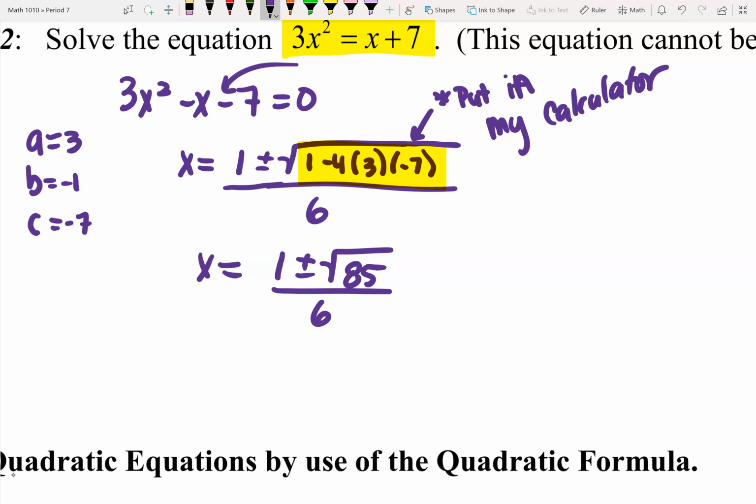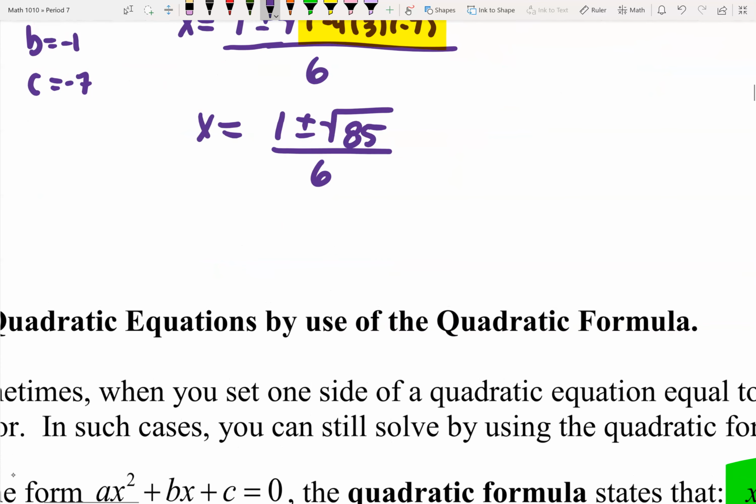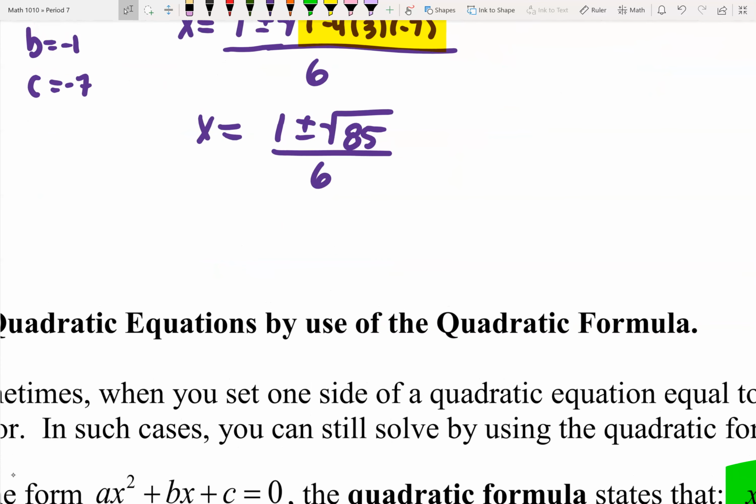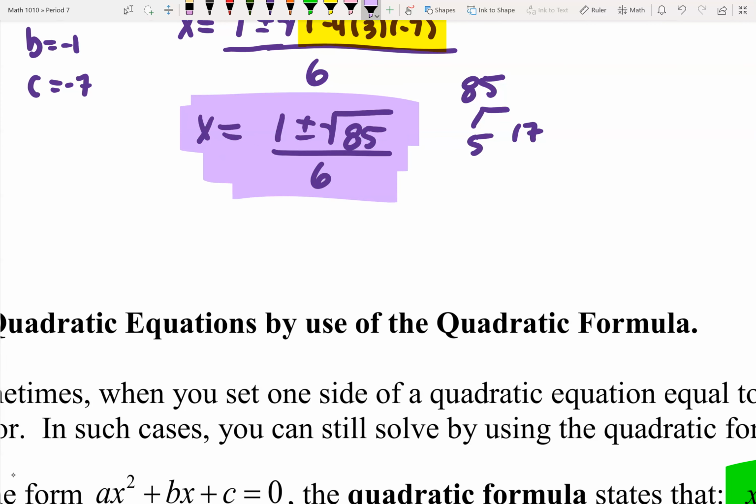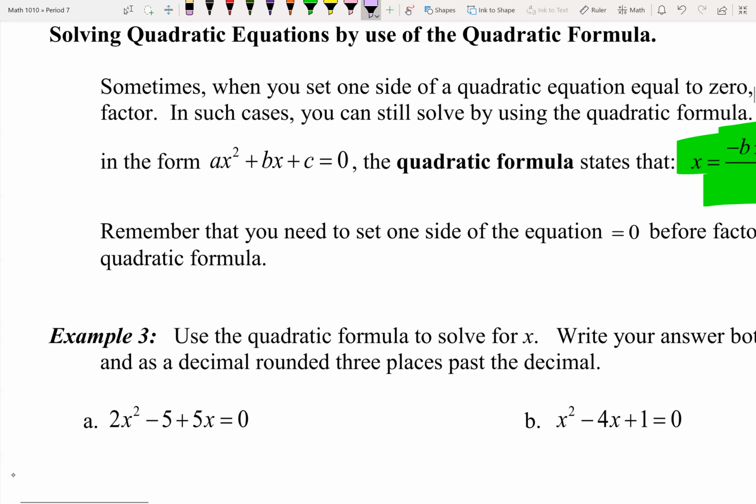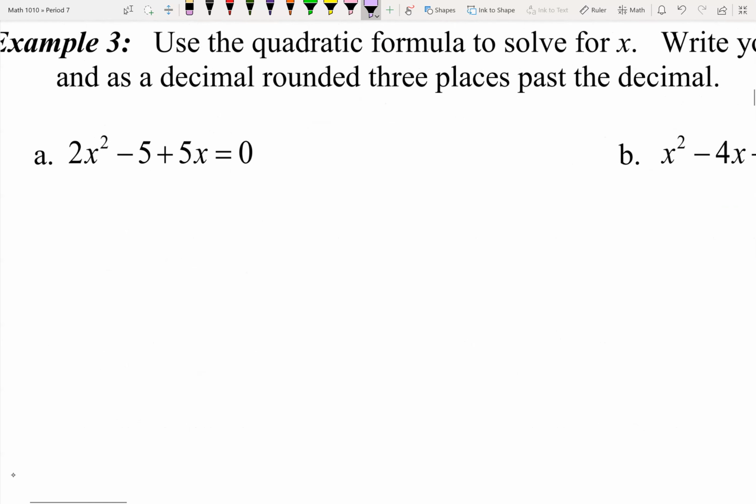Now, we might not be done. What am I talking about? We might not be done. 85, right? So take your 85. I know that 5 goes into it, right? So if I go 85 divided by 5, I get 17. Those are both prime. I don't have any pairs. There's my answer, and I'm done. So for your answer, do you need the x equals? Yes, leave it just like that. Okay, let's go for number 3.